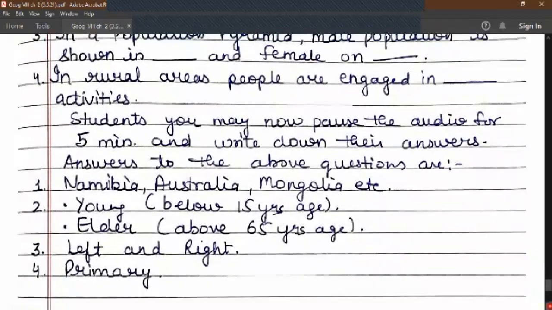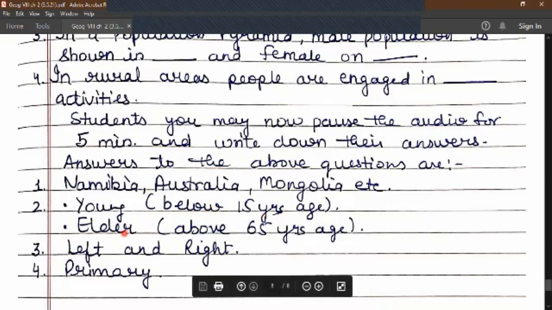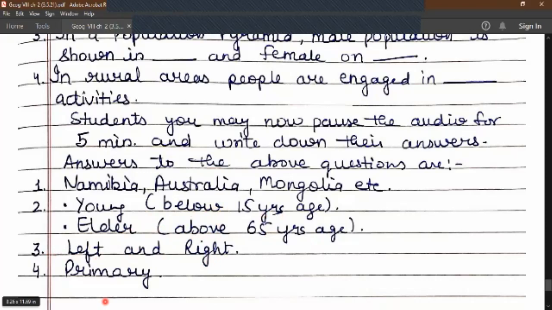Now children, let us discuss the answers. The underpopulated nations are Namibia, Australia, Mongolia, and parts of Africa. Number two, the two groups of dependent population are the younger ones below 15 years of age and the elderly above 65 years of age. Number three, the male population is shown on the left side and the female population on the right side of the population pyramid. Number four, in rural areas, people are engaged in primary activity.